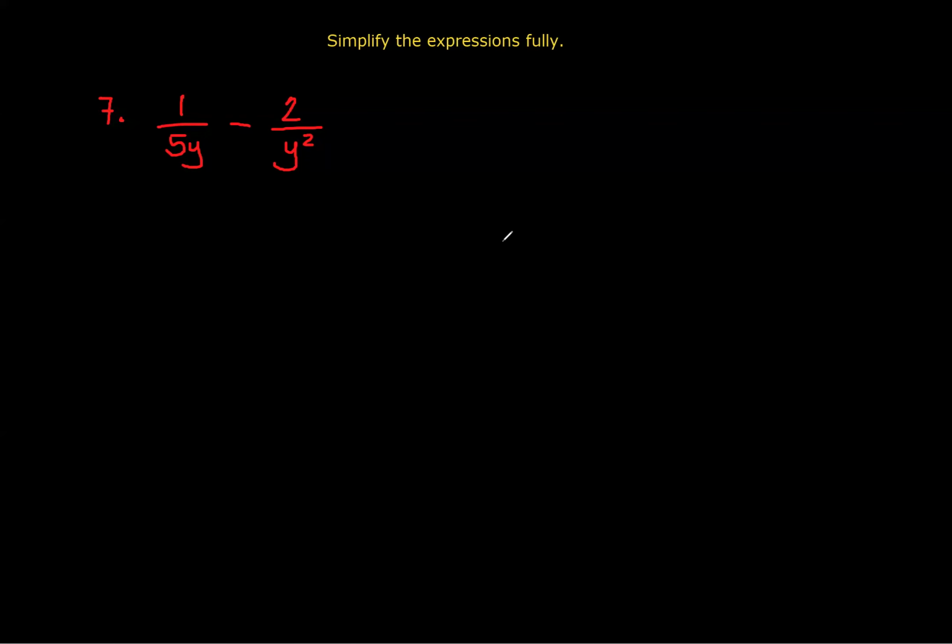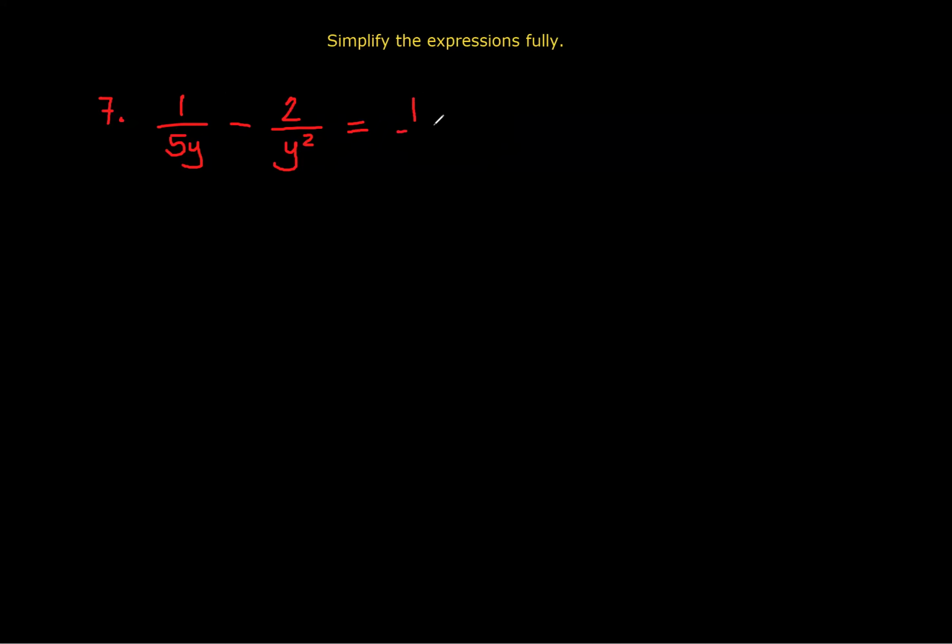Number 7, we have 1 all over 5y minus 2 all over y raised to 2. For this fraction with exponent, we need to find the LCD. There are several methods for doing this. We will do two methods. First method will be to multiply y squared in the first fraction.